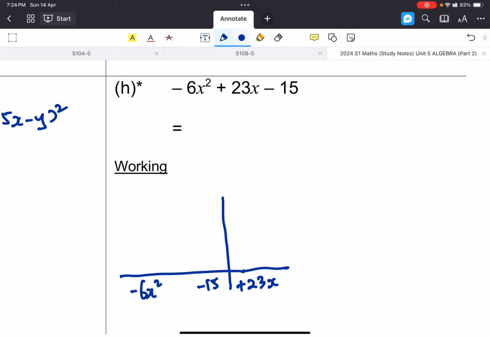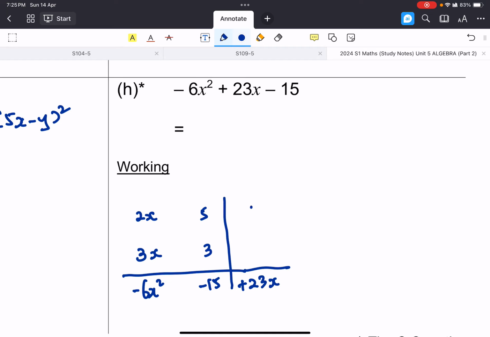So let's try. Maybe we start with 2 and 3. Why not? But even when I choose 2 and 3, I need to choose one of them to be negative. And then we have 15. 15 is maybe 5 and 3. This is just trying it out, to see if it works. Over here I will get 15, then over here I'll get 6, and 15 and 6 doesn't give me 23, so this combination is no good.